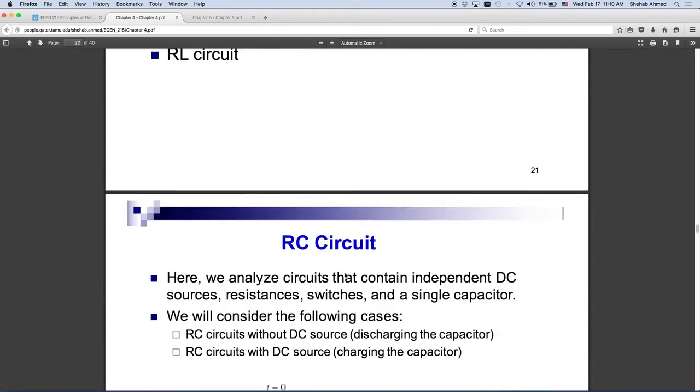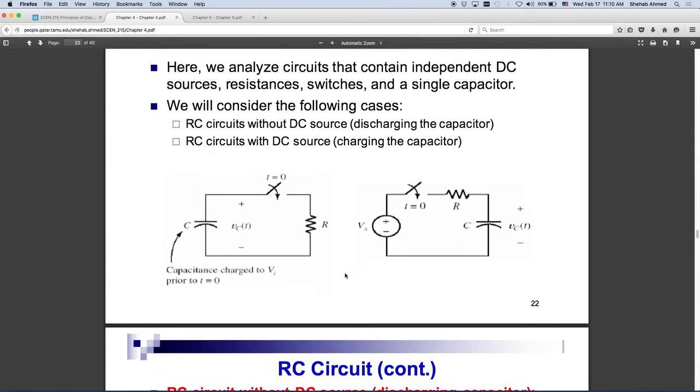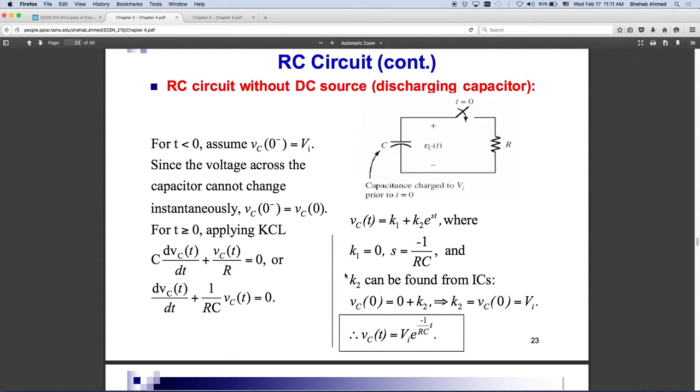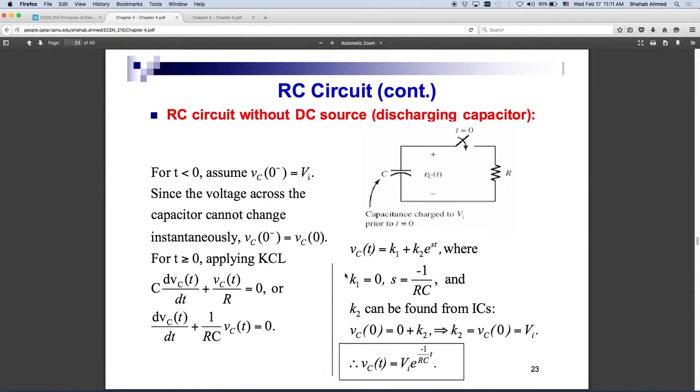So we did the steady state stuff, and then we started this. I think we started an example, RC circuit without a DC source, right? So RC circuit without a DC source, we write our differential equation. Here we have a 0 on the right hand side. The solution is in this form.